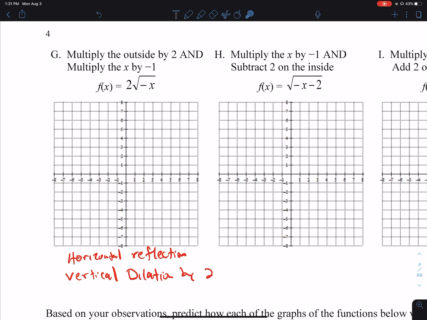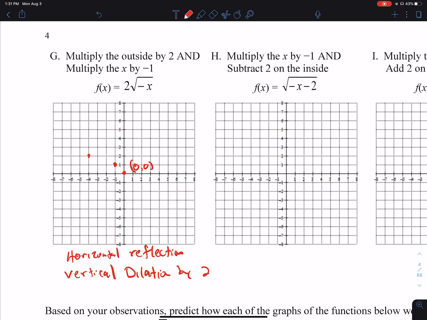Do not graph this first thing I'm going to graph because it's not the answer to this. But if we just were to reflect it horizontally, that means we're reflecting it over the y-axis. 0, 0 isn't going to change because that's on the line of reflection. Normally we go right 1 and up 1 for a square root function. Since it's reflected horizontally, we're going to go left 1 and up 1. We're going to go left 4 and up 2. We're going to go left 9 and up 3. So it would look like this if in fact it was just a horizontal reflection.